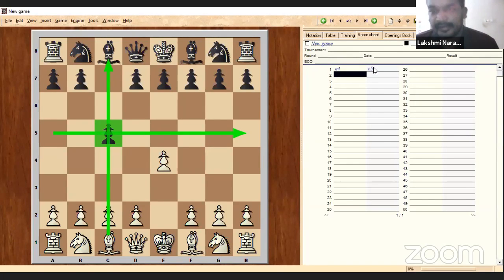So first thing, the most important thing which you should know is the files and the rank. So the vertical lines are called as the files, and the horizontal lines are called as the rank. Okay, so I will just type it here. Okay, so the vertical lines are called as files, and horizontal lines are called as ranks.